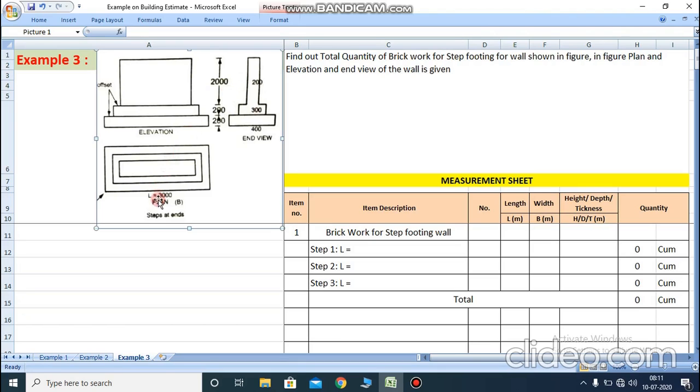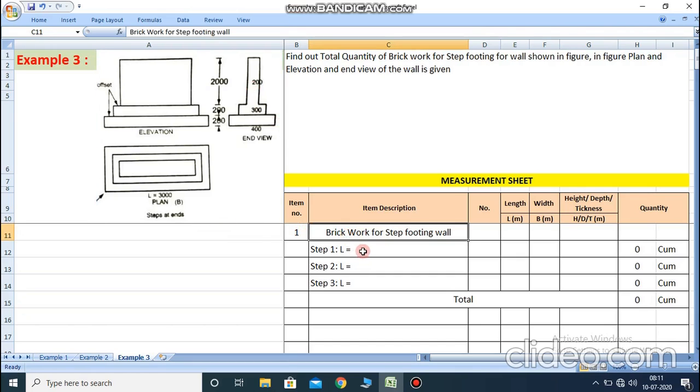In the plan, the total length of the wall, not the step, is 3000 mm. The height of the wall given in the elevation is 2000 mm, and the step height is given as 200 mm, 200 mm. Clear? The width of the step is given as 400 mm, 300 mm, and the wall width is given as 200 mm. Now we start the brickwork for the step footing wall. So first we start from the bottom part of the wall.